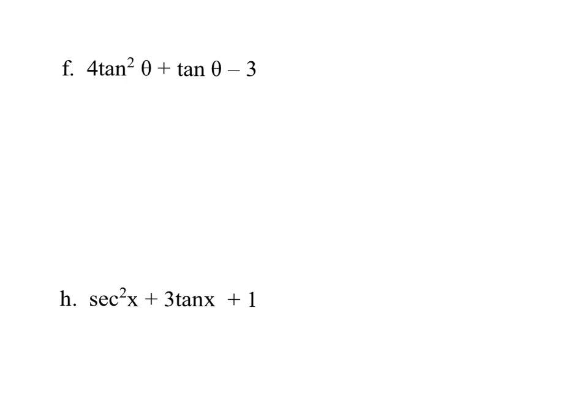It looks like we have a little bit more room on this side, so hopefully you have enough space as well. 4 tangent squared theta plus tangent theta minus 3. Again, with that 4 out in front, we're going to have to do that A times C process. And if we connect them, 4 times negative 3 is negative 12. Numbers that multiply to get negative 12, we can do 1 times 12, 2 times 6, or 3 times 4.